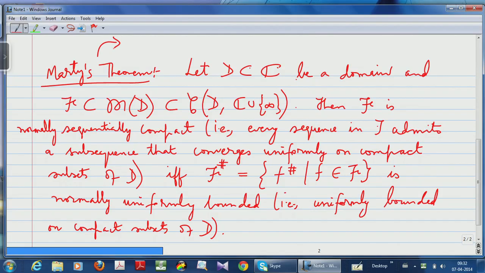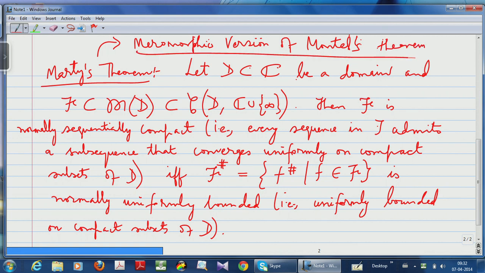So this is the meromorphic version of Montel's theorem. Let me write that here. And the big deal in this statement is essentially that instead of requiring that the original family of functions is normally uniformly bounded, which is what the original Montel theorem needed, you shift to the spherical derivatives of those functions. That is the difference.